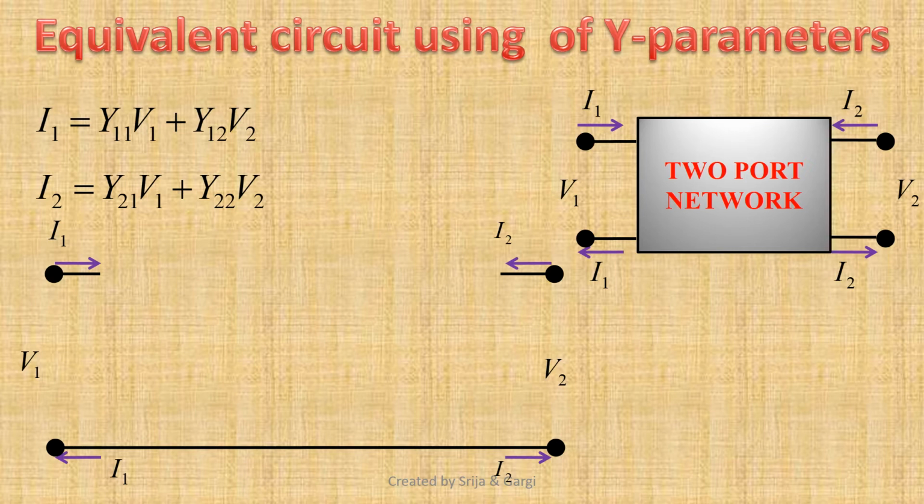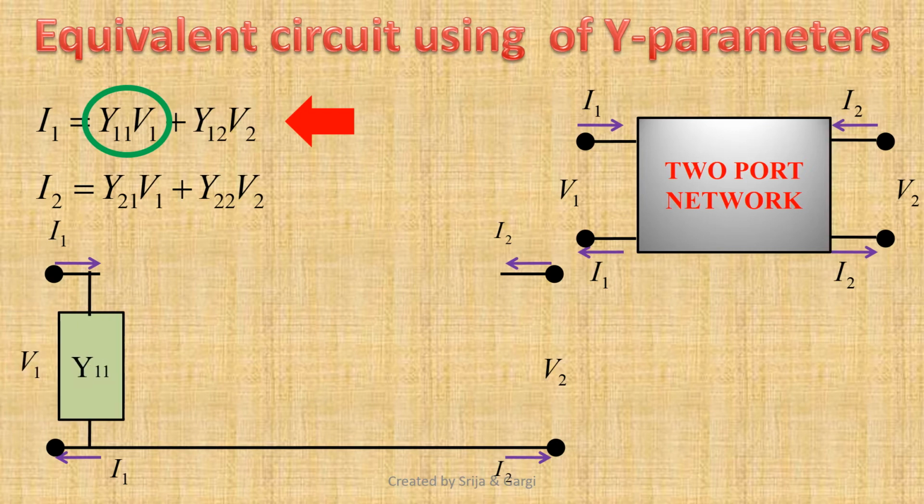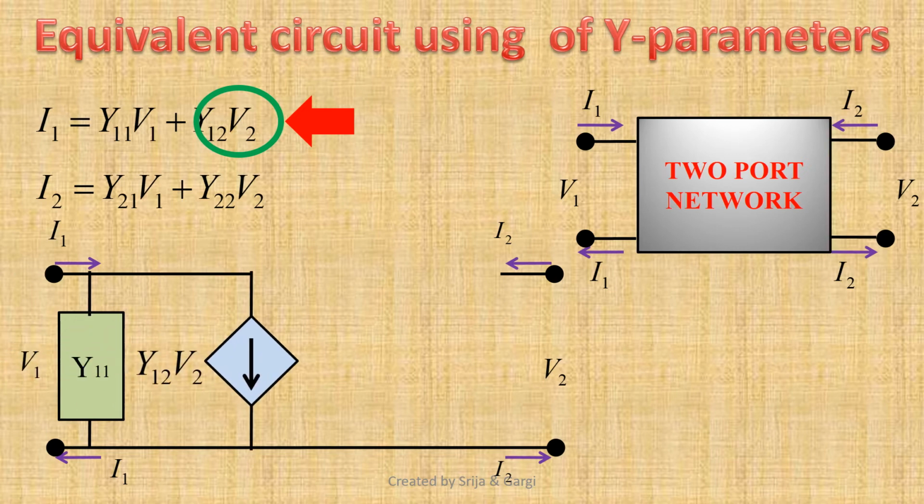Now, if we look at the first equation, we can see it contains two parts. The first part, Y11 V1, can be implemented easily by connecting an admittance Y11 at the input port. Now, let us see the second part. It is nothing but a dependent current source controlled by the output port voltage V2. So let us draw a voltage controlled current source Y12 V2. Now the first equation is satisfied.